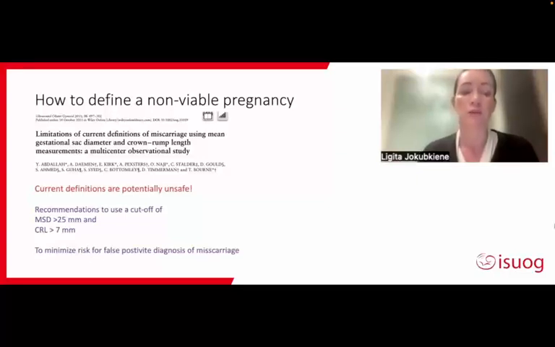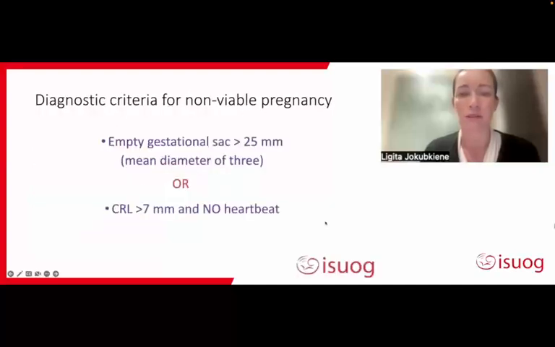And also for CRL, if we see an embryo, it should be more than 7 millimeters without any heartbeat as a cutoff for non-viability. This is to minimize the risk of false positive diagnosis of miscarriage and, of course, patients that are mistreated and viable pregnancies interrupted.